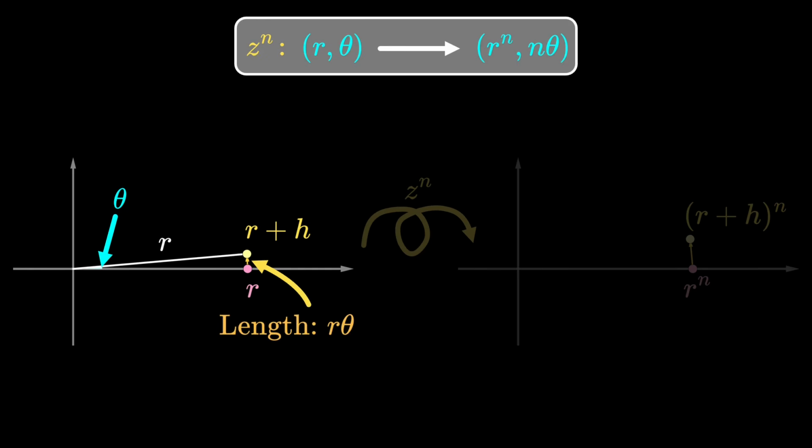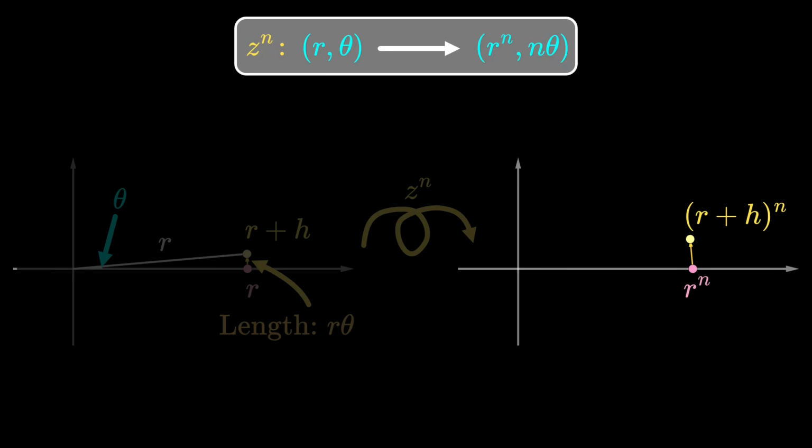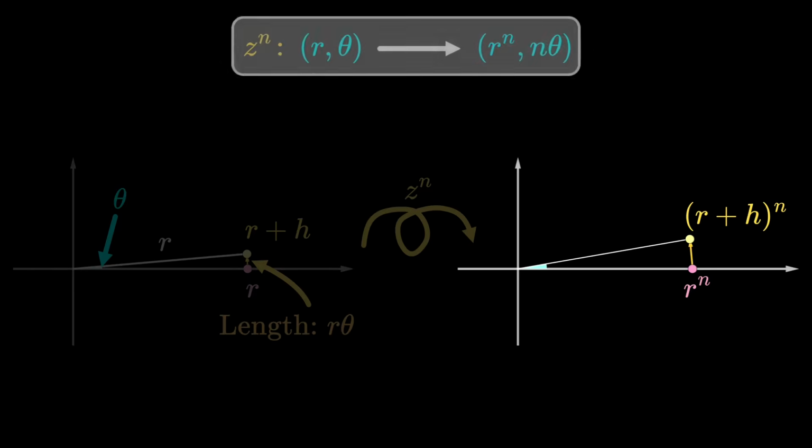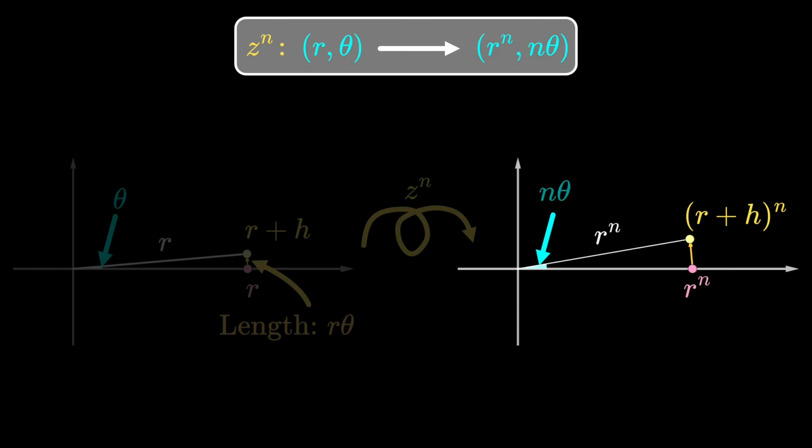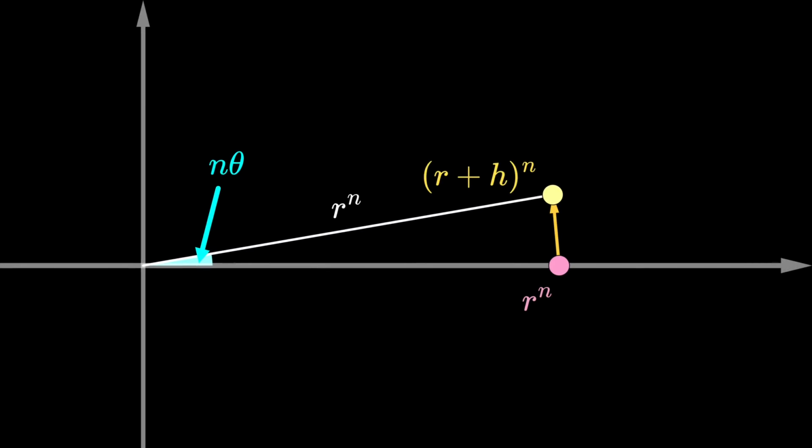What does it look like after raising everything to the power n? From the result we had earlier, we know that the new point must have polar coordinates (r^n, nθ). In the picture after the transformation, we can reuse the argument from a minute ago.